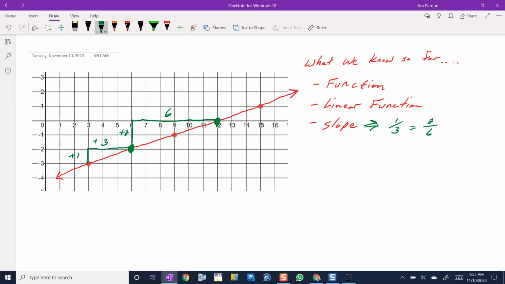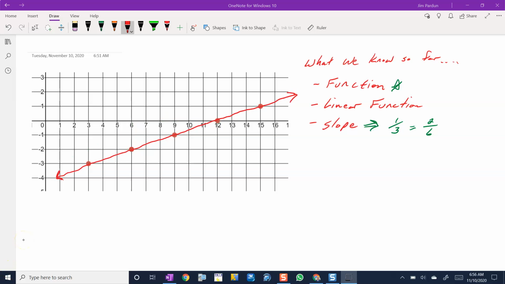So we have this rise over run. But what we don't know is what is the connection between the inputs and outputs. What is that function? That's what we want to know. What is that function that creates this linear equation? And in order to do that, we have to do a little bit more pencil and paper work.